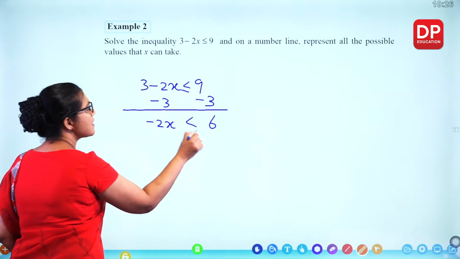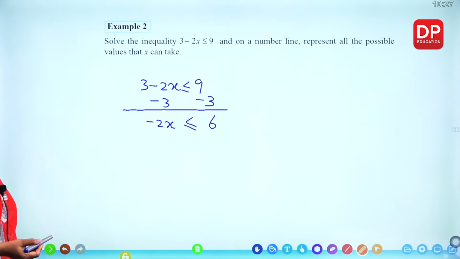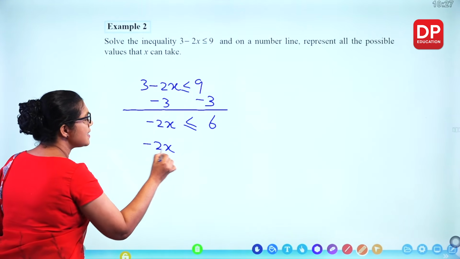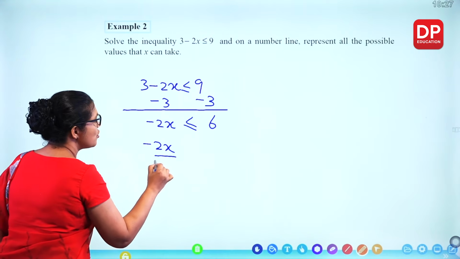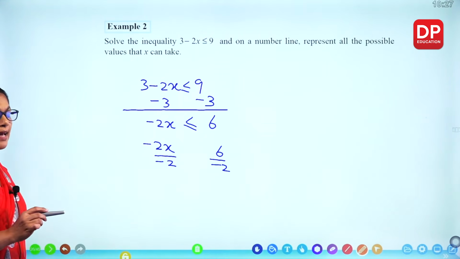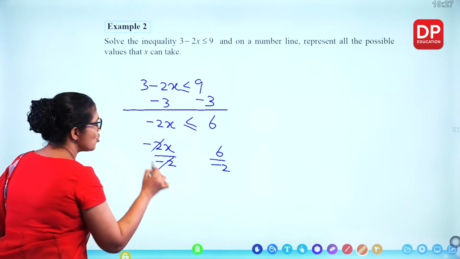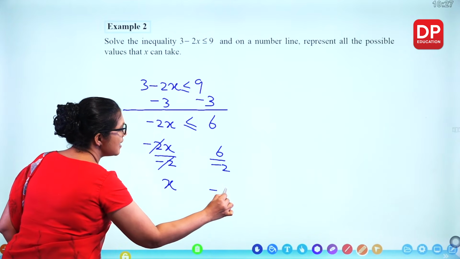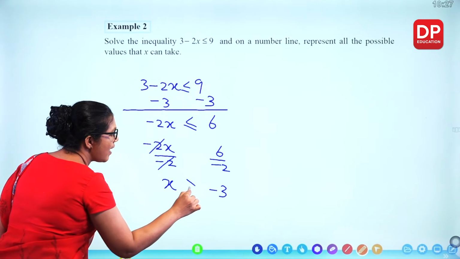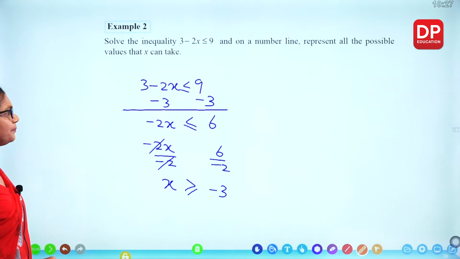Nothing will happen to the sign because we just subtracted a value. Now there's a minus sign. We need to divide by minus 2. When you are dividing by a negative, the sign changes, and you can write 6 divided by minus 2 is minus 3. This is greater than or equal.